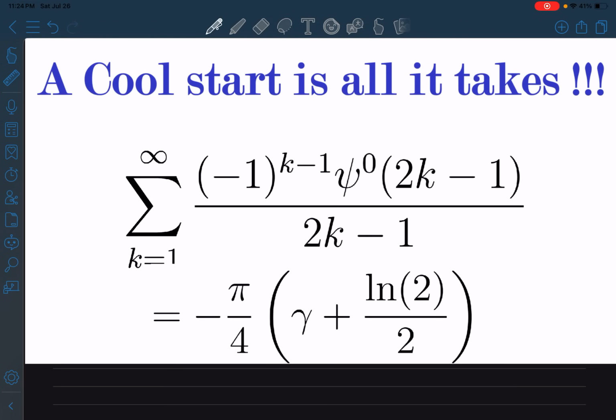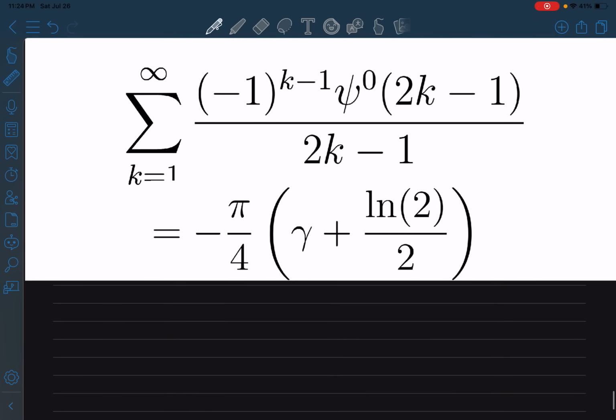A cool start is all it takes. So in this song, the first step is so essential. It's so tricky and interesting, and also it simplifies the problem a lot. After that, it's pretty easy. So guess what the first step will be? Okay, so let me show you.